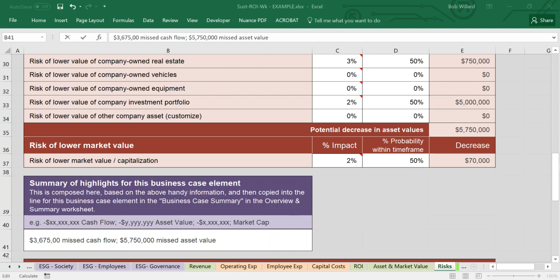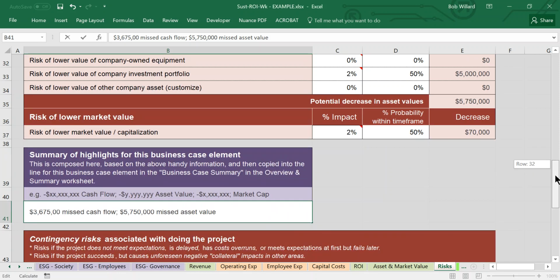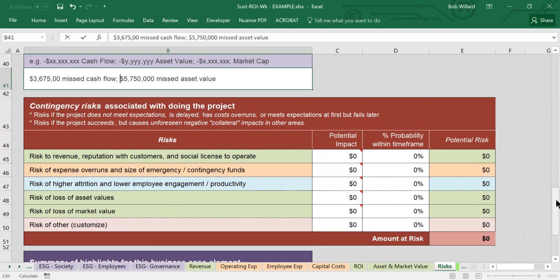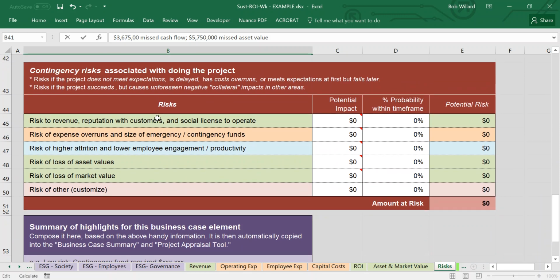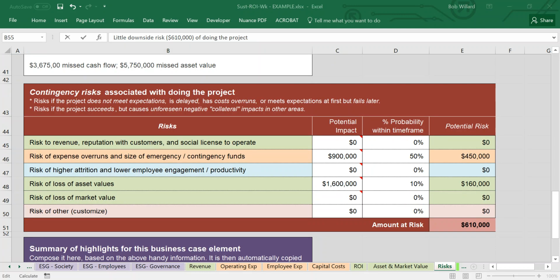But let's continue on and finish the other part of the risks analysis, and that's looking at the risks involved in doing the project. So the ones above were the ones that could happen if you didn't do the project. The risk of doing the project, basically this is looking at contingency risks. So what happens if things go wrong during the project? Cost overruns, delays, problems that it's hard to foresee, but you want to make sure that you've got contingency funds set aside just in case.